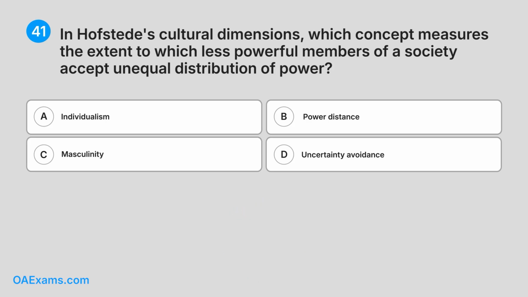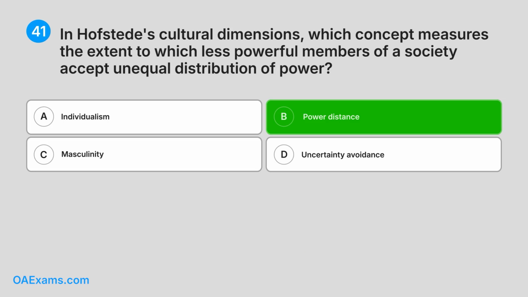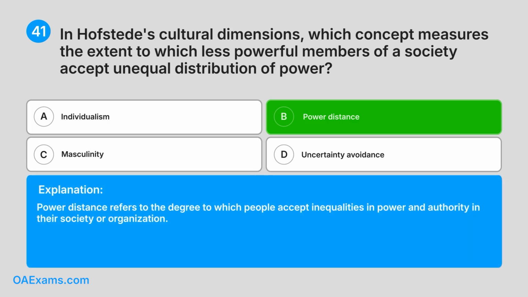Correct answer. B. Power distance. Explanation. Power distance refers to the degree to which people accept inequalities in power and authority in their society or organization.